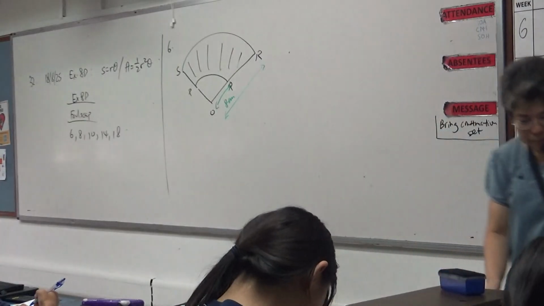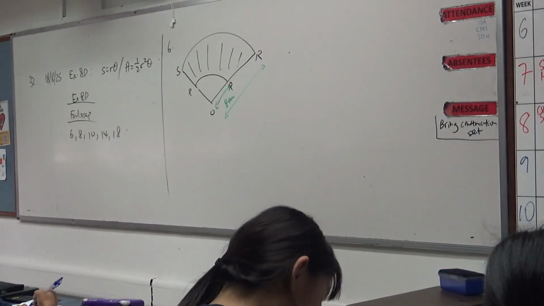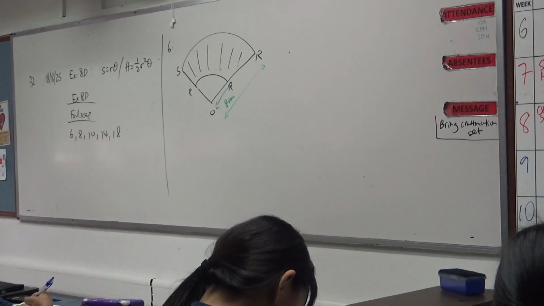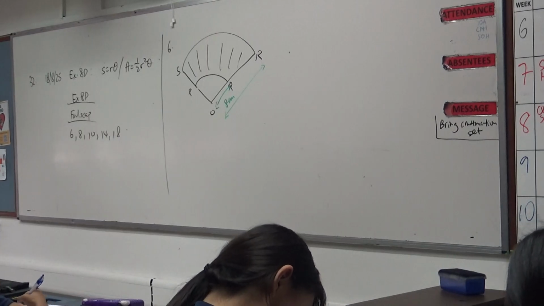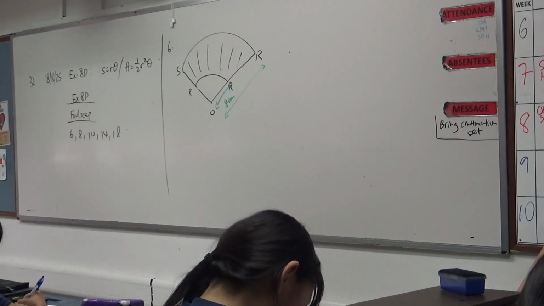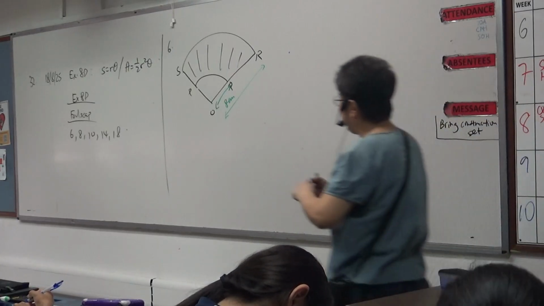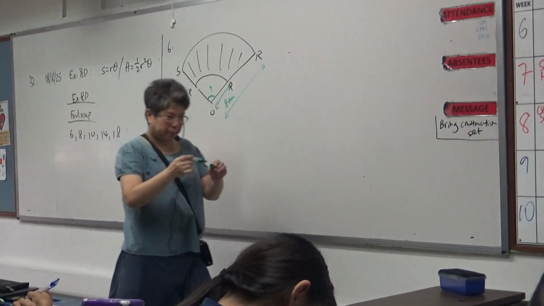What did they say? Given that OPS and OQR are straight lines and the perimeter of PQRS is 83 cm, calculate the angle POQ in radians. That means they want to know what this is.